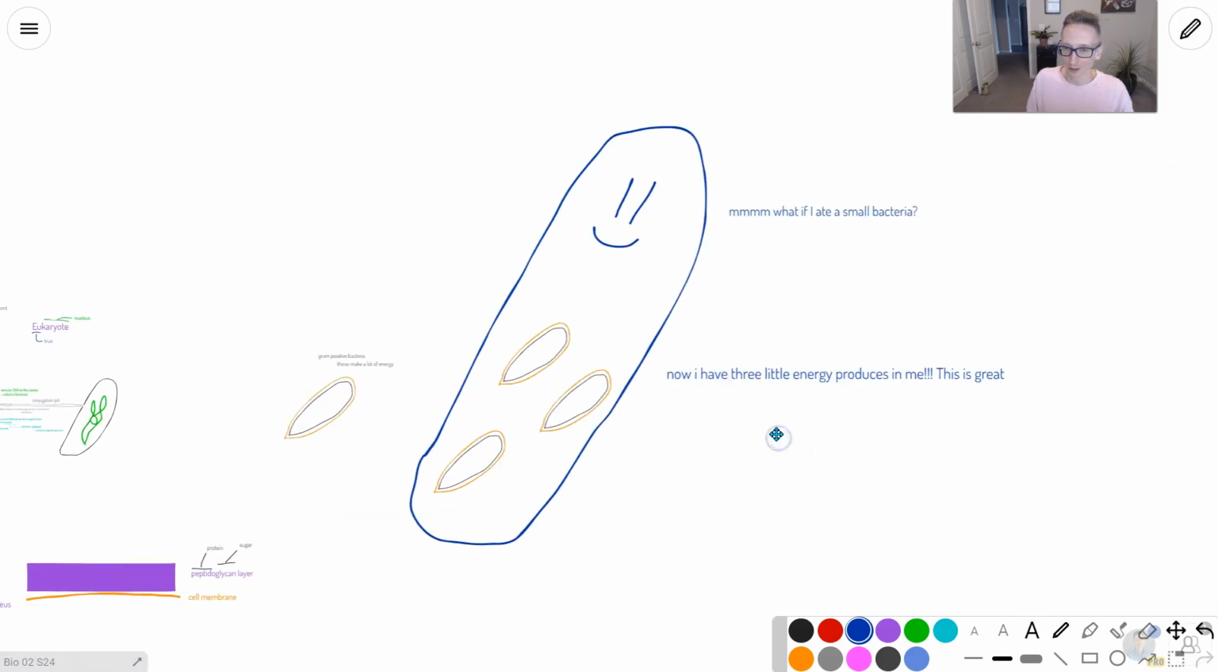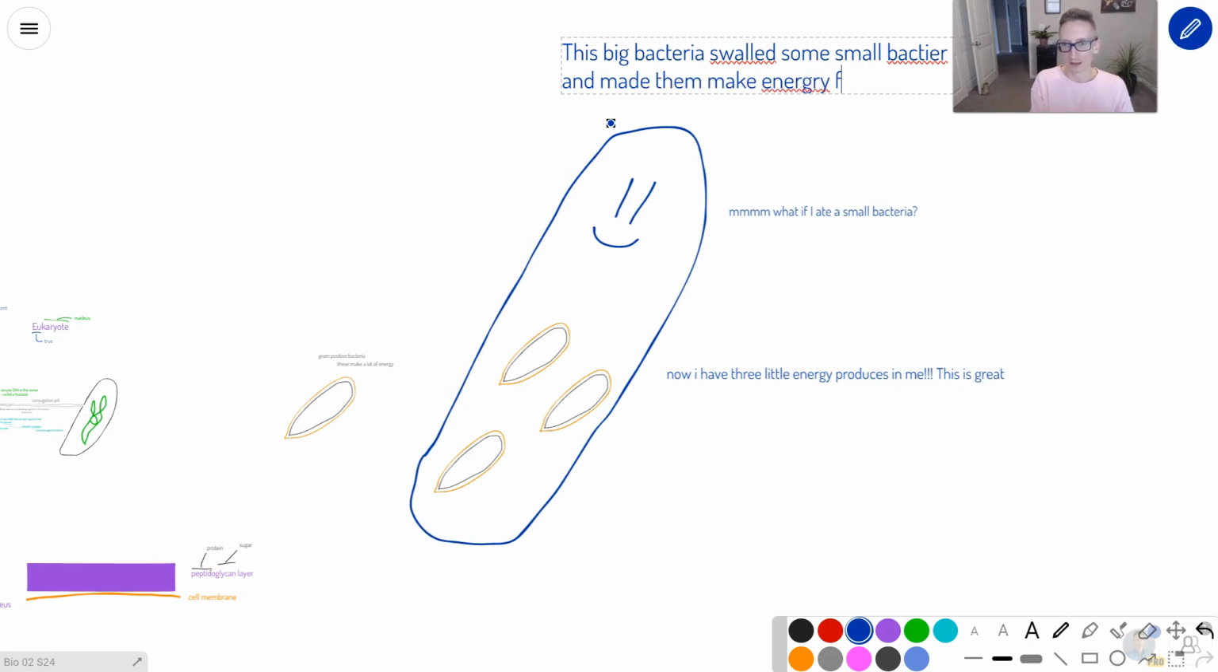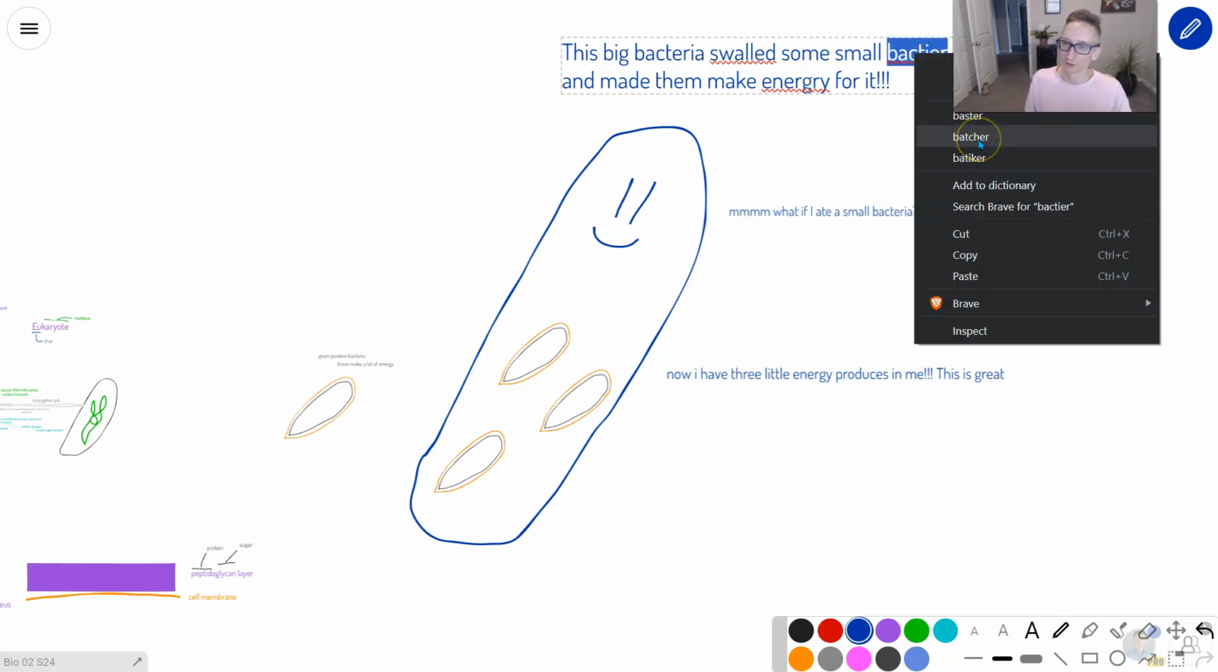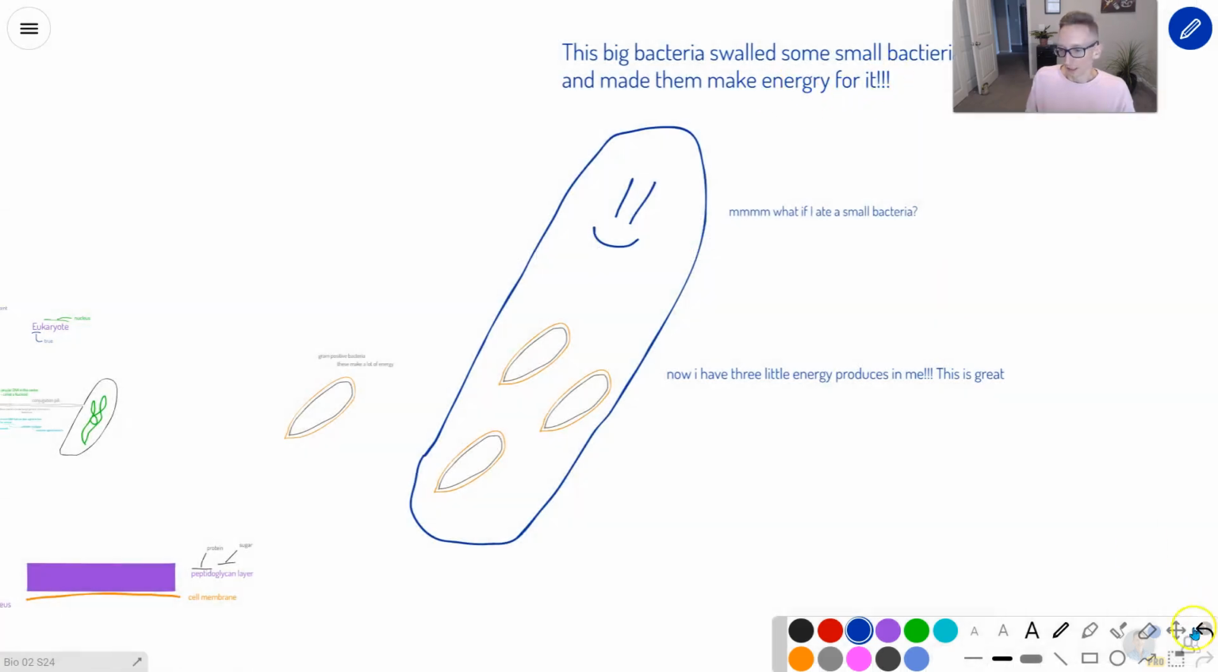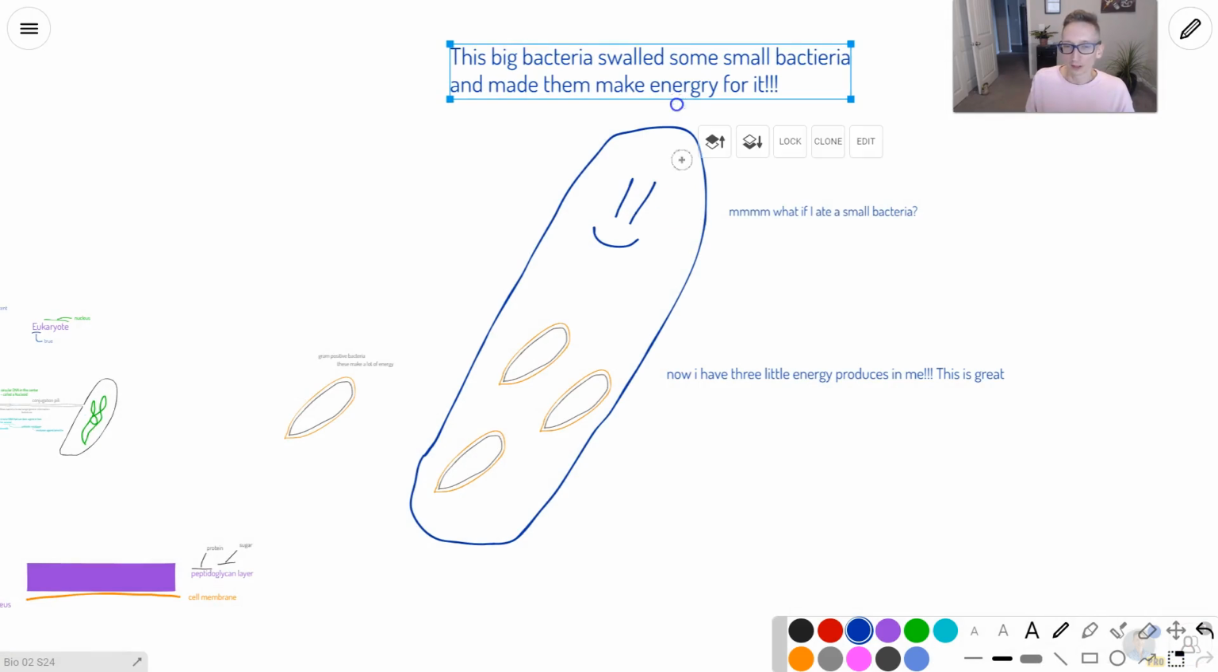This big bacteria swallowed some small bacteria and made them make energy for it. It's pretty cool. Bacteria. Something's going on here. What is this? Don't want that. This whole little thing is pretty nifty.